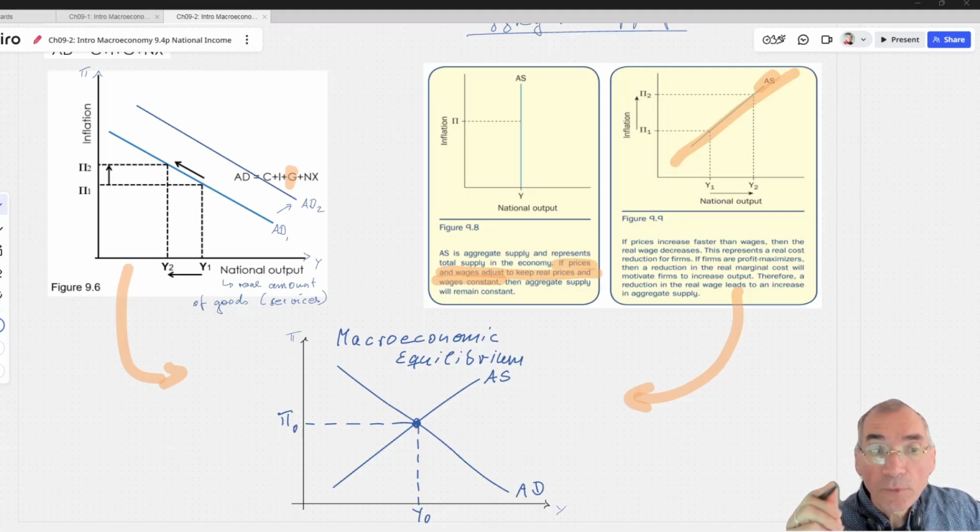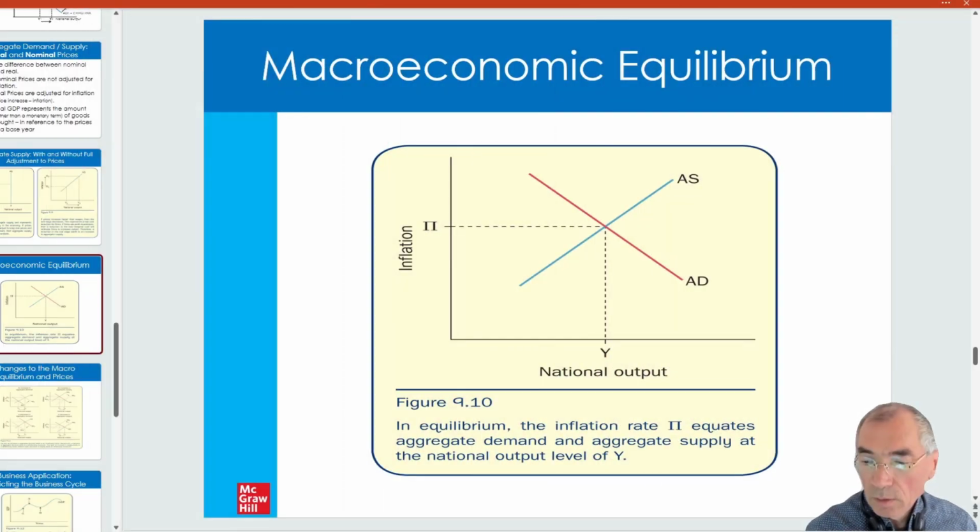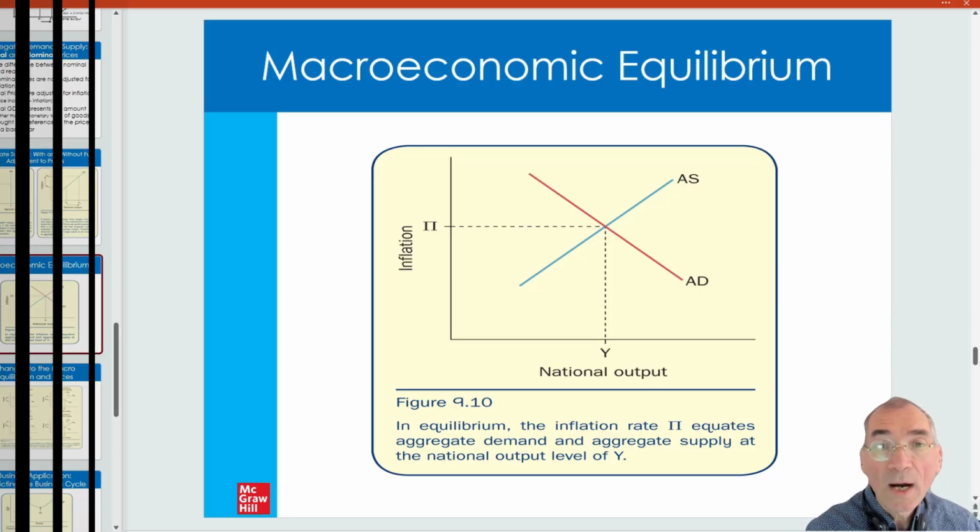You might recall our chapter is about the determination of national income. So that's our first step where we say, okay, the national income is determined by the price level, not the prices, or the price level of course represents the individual prices, but by the macroeconomic price level. Our figure 9.10 illustrates this. In equilibrium, the inflation rate pi equates aggregate demand and aggregate supply at the national output level of y.